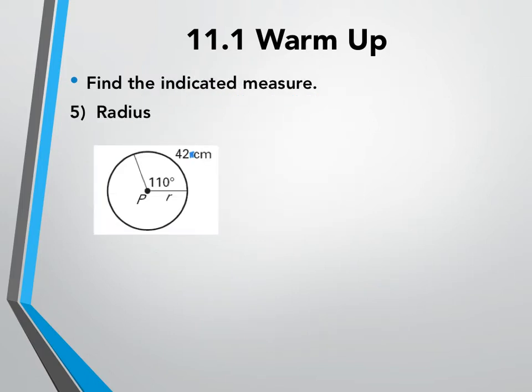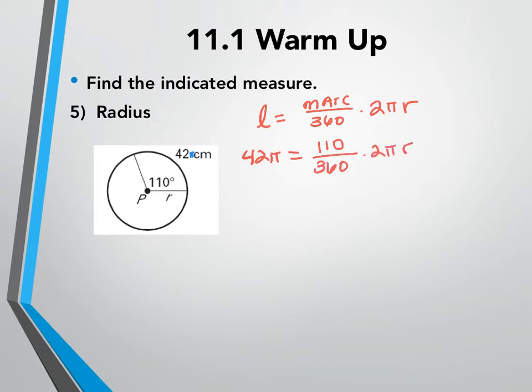Number 5 says find the indicated measure. This time I want the radius, and I told you to make that length 42 pi. So length, again, equals the measure of the arc over 360 times 2 pi r. The length is given to us this time, 42 pi, which would equal the measure of the arc, 110, over 360 times 2 times pi r, which is what I don't know. Now I can simplify this any way I want, but one thing that's super easy is cross through my zeros. And I get 42 pi equals 11 over 36 times 2 pi r.